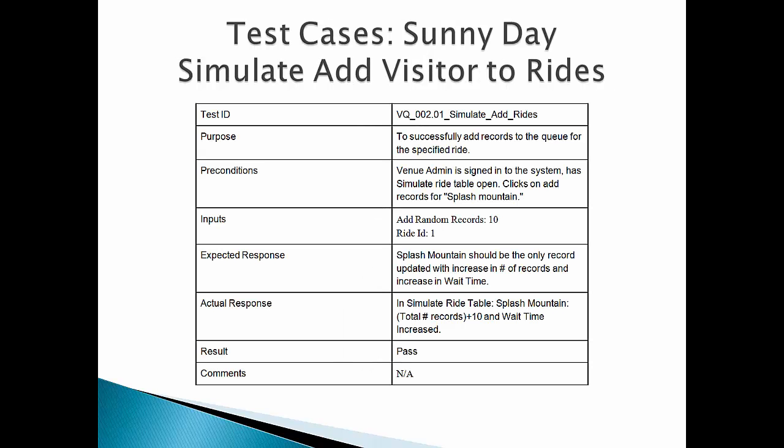This is one of the test cases, a sunny day test case for the Simulate Add Visitors to Rides, whose purpose is to successfully add records to the queue for a specific ride. Let's say we want to add 10 random records, and it comes out as how many records there were plus 10.